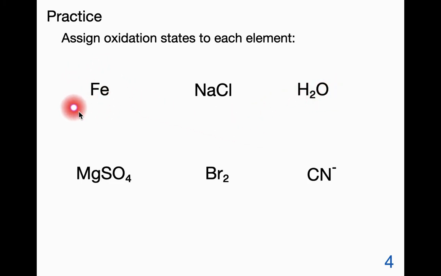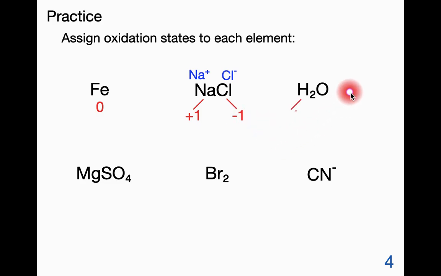Now, iron is a free element, so it's going to have an oxidation state of 0. Free element just means an element by itself. Sodium chloride, well, each of the ions, sodium and chlorine, are monatomic ions. So the rule is that the oxidation state for a monatomic ion is the same as the charge. So sodium will have the oxidation state of +1, chlorine -1. Now note, for oxidation states, we include both the sign and the number. You can't just write a 1. It has to be +1, -1.